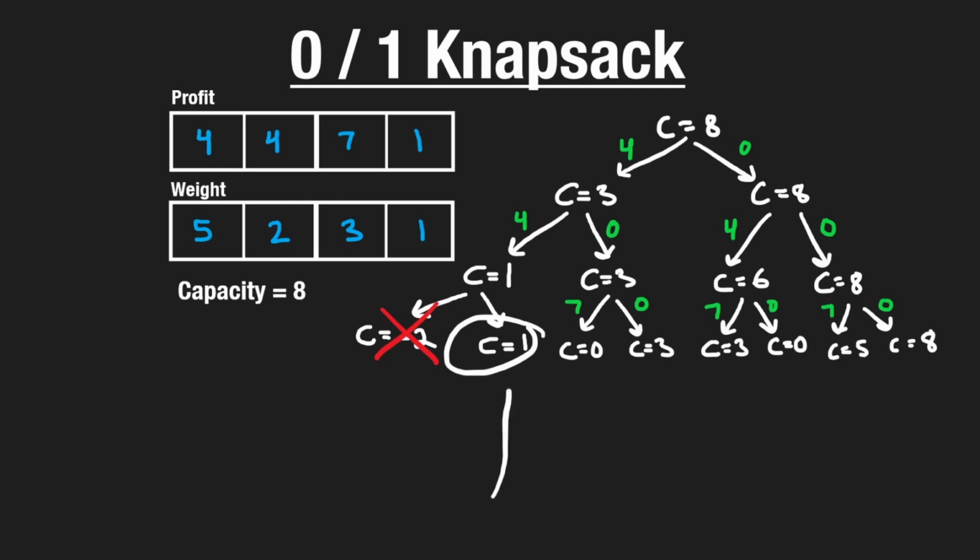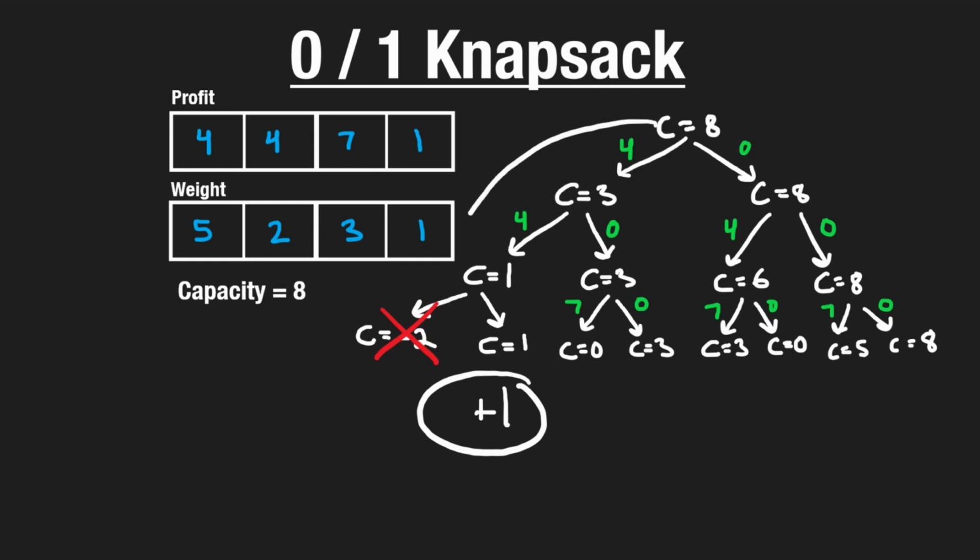So for this path, we have a capacity of 1 left. We're at the last item. We can include this item or we can not include it. If we do include it, which we have enough capacity for, we will gain a profit of 1 from that item. So plus 1, plus 4, plus 4. So we're going through the whole chain now, seeing, given this possible path, what was the profit that we calculated? It was 9. So 9 is our max so far, I guess.